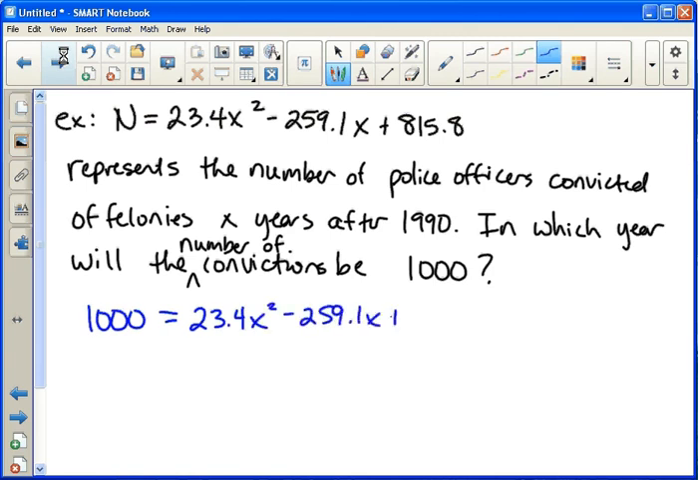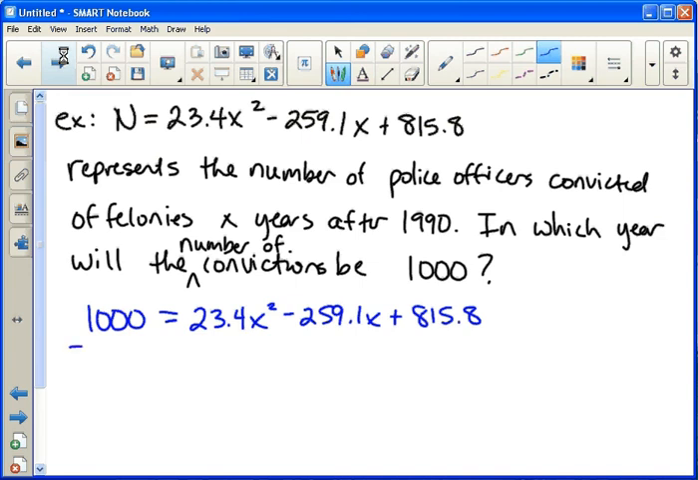This is not going to be easy to factor, probably impossible. It's certainly not a square root method type problem. So that leaves us with the quadratic formula. Now the quadratic formula requires that we're set equal to 0. So we do need to subtract 1,000 from both sides.